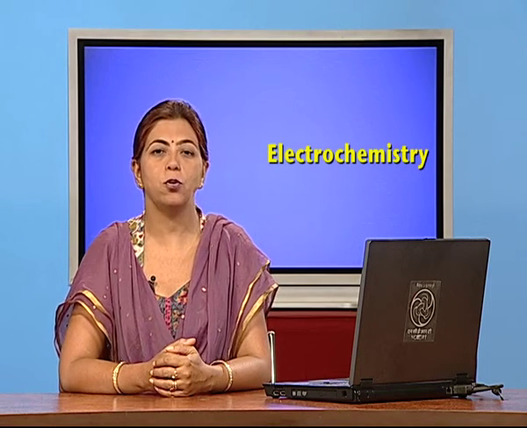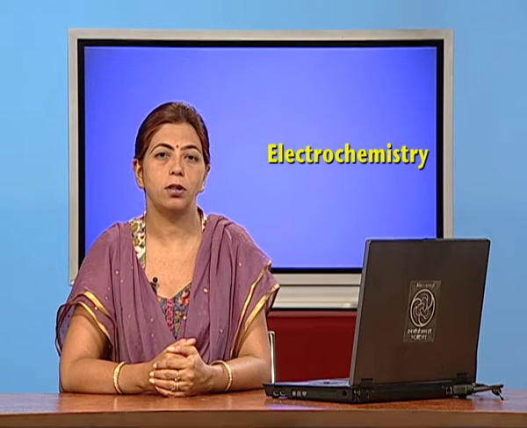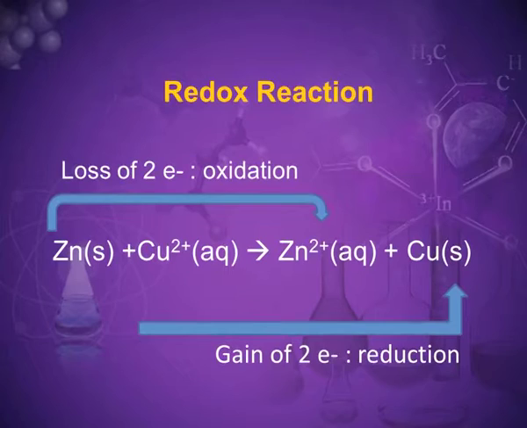Let me explain you taking a suitable example. Just see the slide. It is a redox reaction between zinc and copper. In the reactant side, you can see that zinc is in the solid state and the copper is in the form of ions with the 2+ charge. After the reaction, after losing 2 electrons, zinc changes into zinc ions, and copper ions gain those 2 electrons which are lost by the zinc and they are reduced to copper.